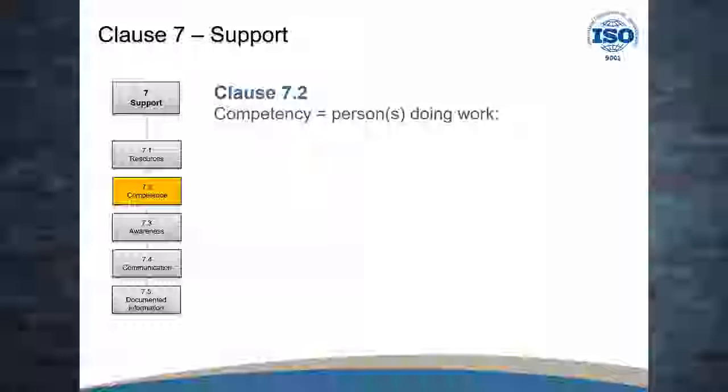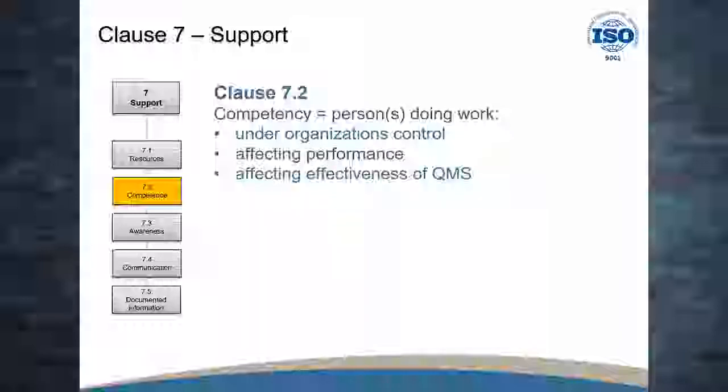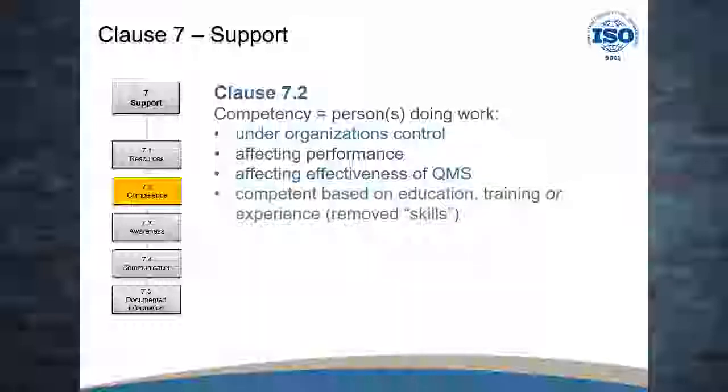So clause 7.2, competency. This is competency equals person or persons doing work that is under the organization's control, so it doesn't have to be an employee. It's affecting performance, affecting the effectiveness of the quality management system. Okay, so that kind of lays the scope of what we're talking about in terms of competency. So it's those three items there.